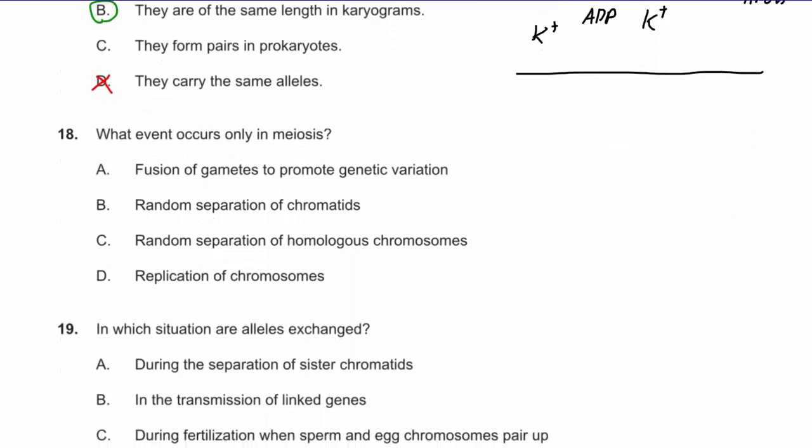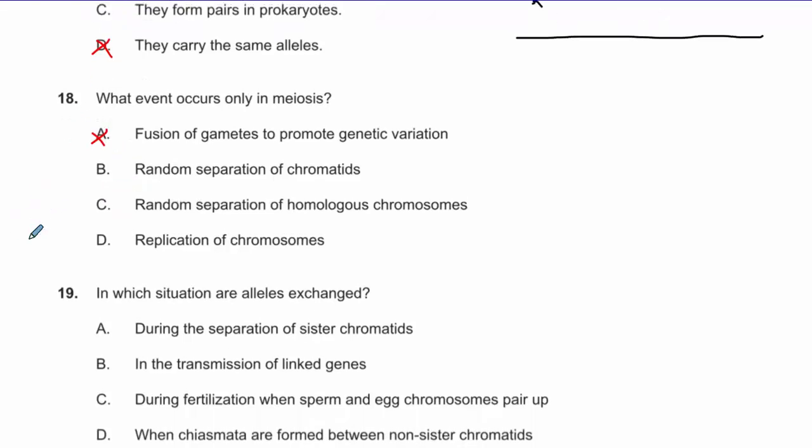18. What event occurs only in meiosis? A, fusion of gametes to promote genetic variation. Well, meiosis happens before the fusion of gametes, so it must be wrong. B, random separation of chromatids.